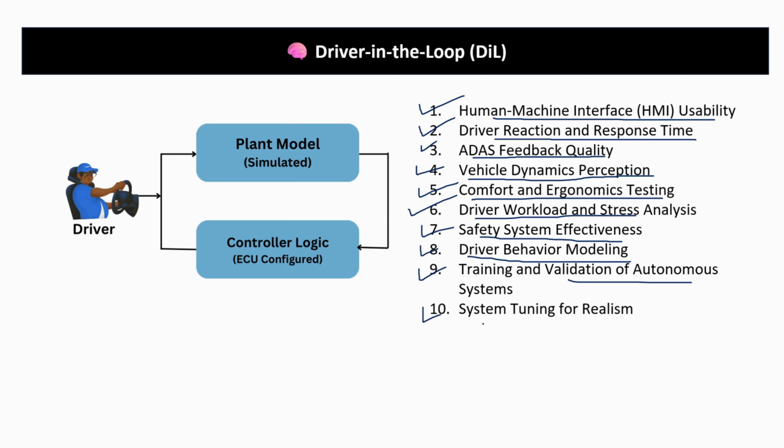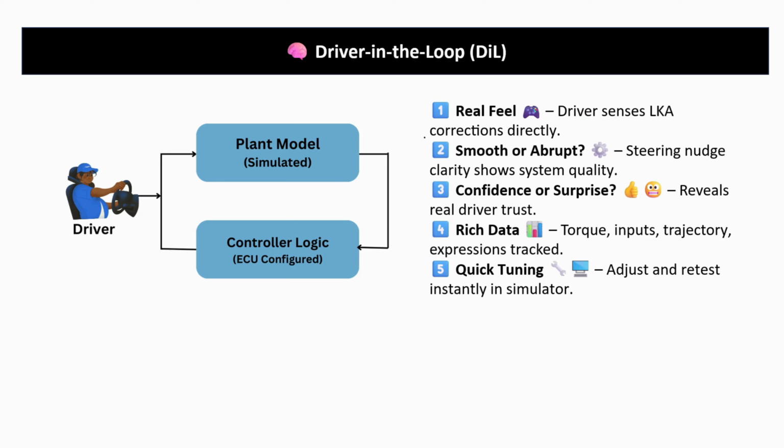System tuning for realism. Adjusting steering assist curves, braking feel, and throttle response to match real world comfort. Let's imagine you are testing a lane keep assist feature. In HIL, you validated that the ECU keeps the car within the lane using camera and steering torque inputs. But in DIL, you put a real driver in a simulator with a curved highway scene and realistic road textures.